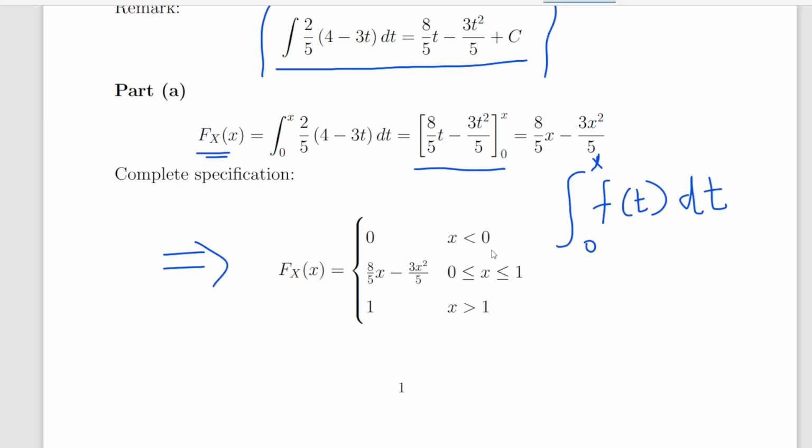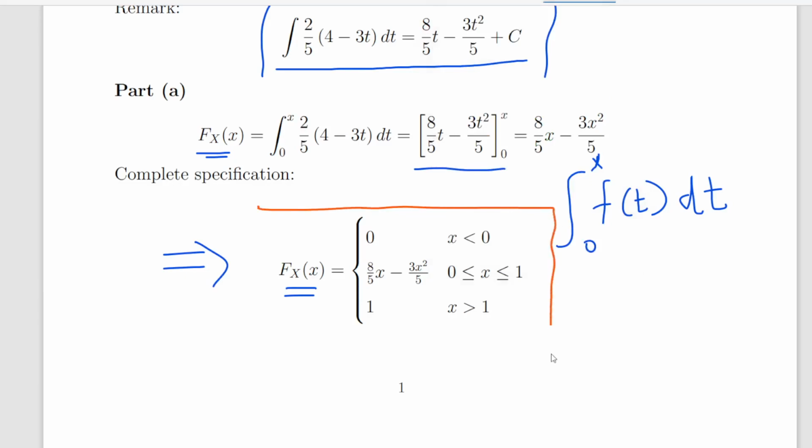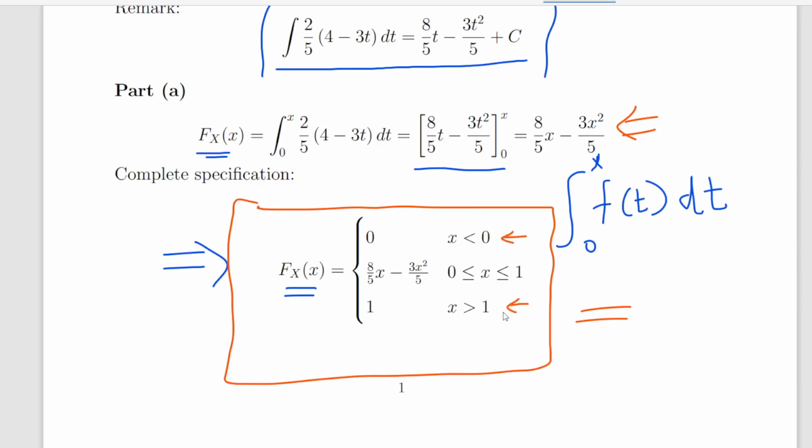0 where x is less than or equal to 0. This expression here, 8 over 5x minus 3x squared over 5, where x is between 0 and 1, and 1 where x is greater than or equal to 1. Okay, that's the full specification there. And I think in a lot of cases an answer like this is what you will need to get full marks. So the whole thing there, not just this part, you need the full thing. Again, get used to using the proper specifications of the range of values, like x less than 0, x greater than 1. What happens in these cases? Just give the complete picture there.